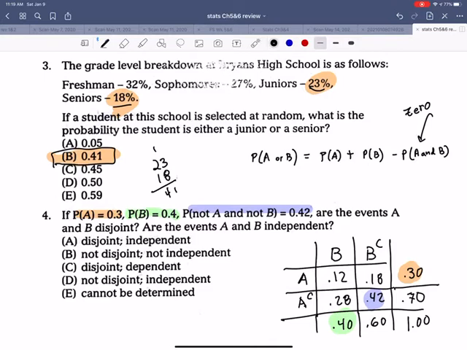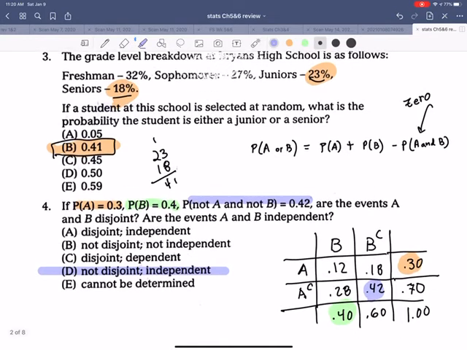Right? So let's see what they're asking of us. It looks like they didn't ask us anything. They're just saying, are they independent events? Well, our answer here is D. They're not disjoint and they're independent.